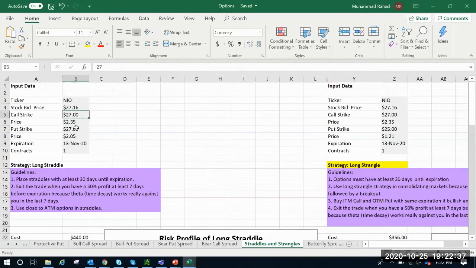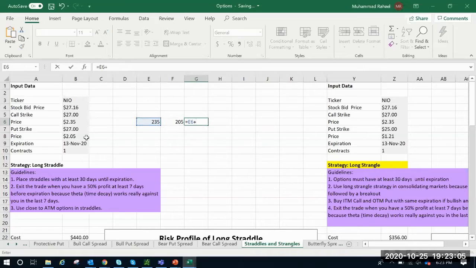So let's go to the calculation, right? The long call on NIO for the 27 strike expiring on 13th November is $235. That's 235 out of your pocket to get that call option. And then there's a put option. You also bought the 27 strike, and NIO stock is today 27.16. So that's 205 out of your pocket. So the total cost to enter the trade is about $440, which is a lot of money to put in. But the beauty of this is you're holding NIO for about 3 weeks through the earnings, placing a bet at 440.